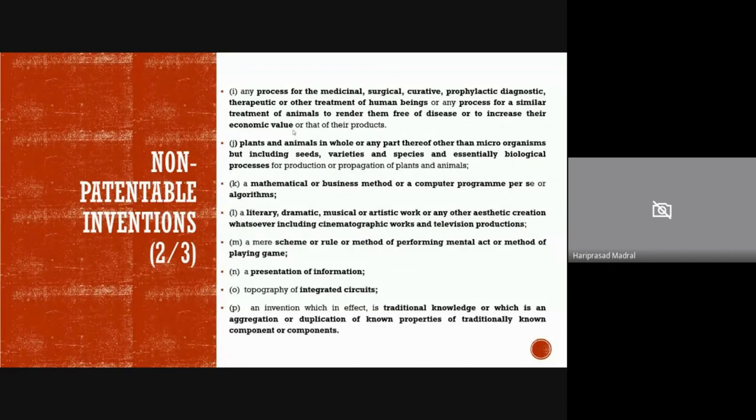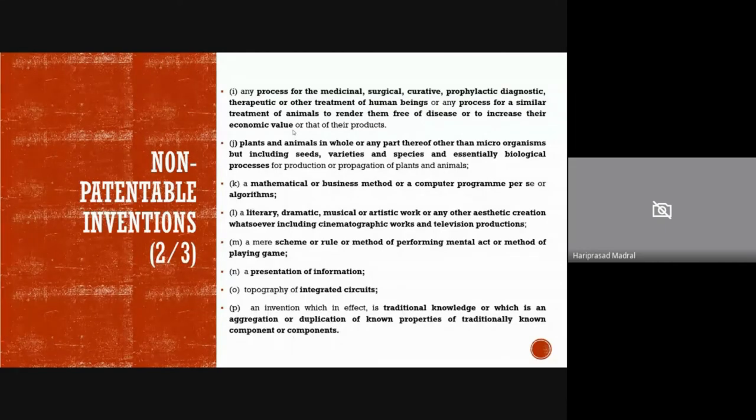Then, in order to improve economic value, there is a breeding process in agriculture and animals, to develop the output of products or the economic value of those animals. That process is not patentable. Plants and animals in whole or any part, including seeds, varieties, species, and microorganisms, and essentially biological processes are not patentable. As I said, biological processes like cloning are not patentable.